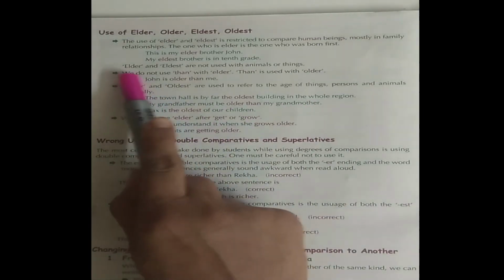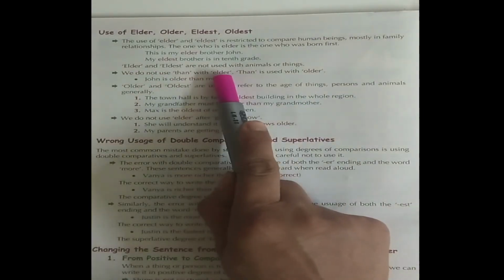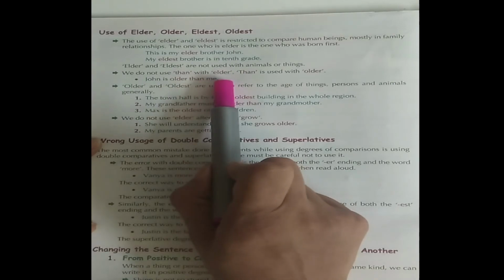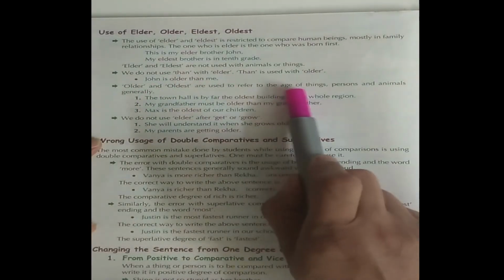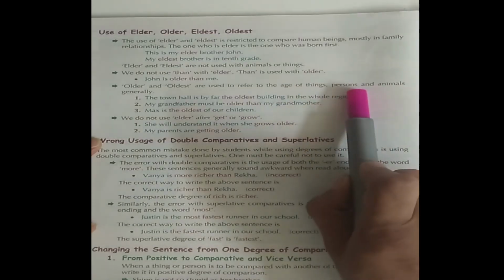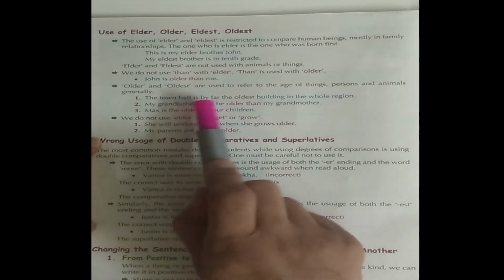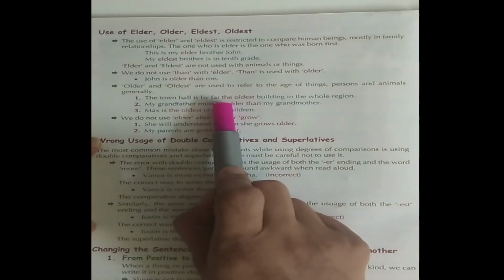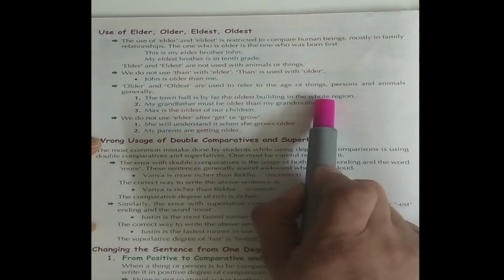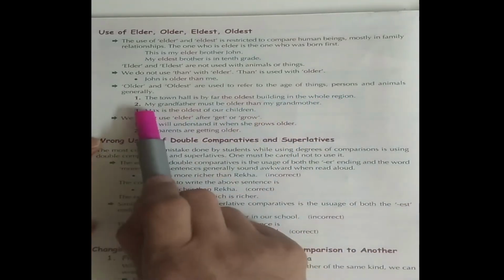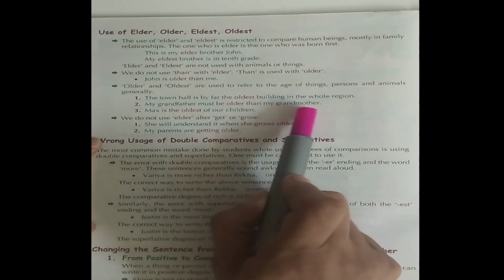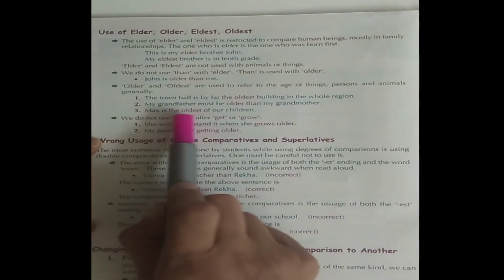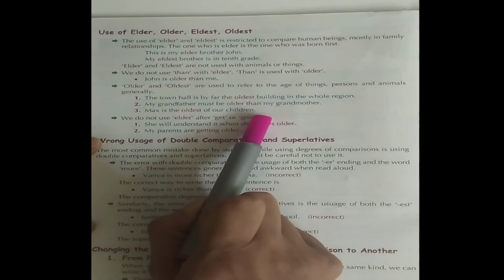Now, we do not use than with elder. John is older than me. Older and oldest are used to refer to the age of things, persons, and animals generally. The town hall is by far the oldest building in the whole region. My grandfather must be older than my grandmother. Max is the oldest of our children.